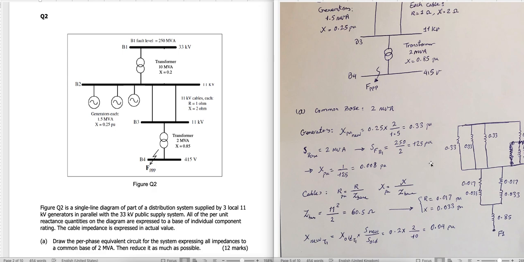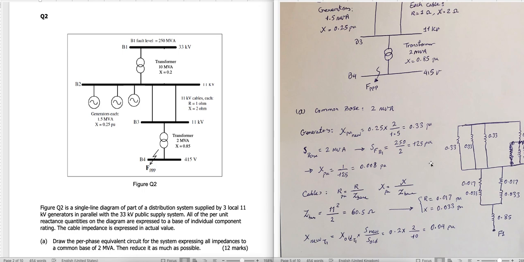Next one, these generators. They have equal reactances and equal capacity, so we can just calculate for one of them. So generator new per unit equals the given one, 0.25, times the new base, which is 2, divided by the old or given one, which is 1.5 MVA. You get 0.33 per unit for each of these generators. Then there are 2 transmission lines.